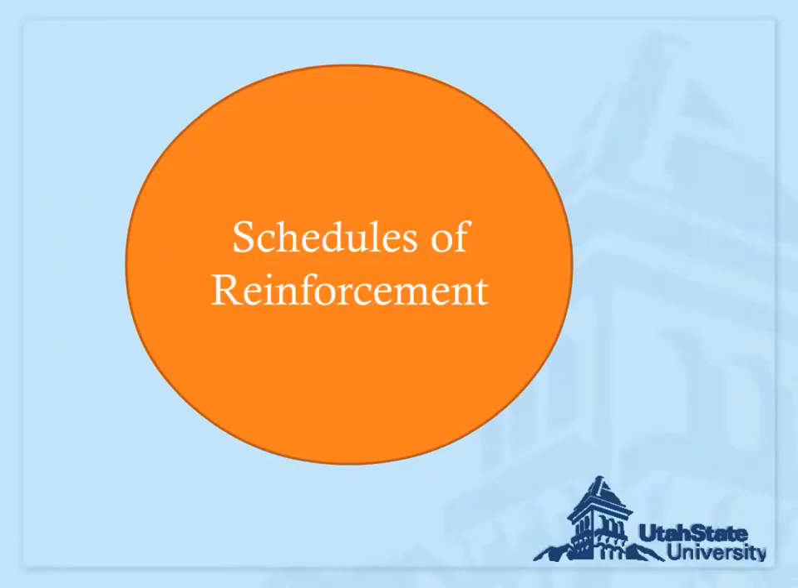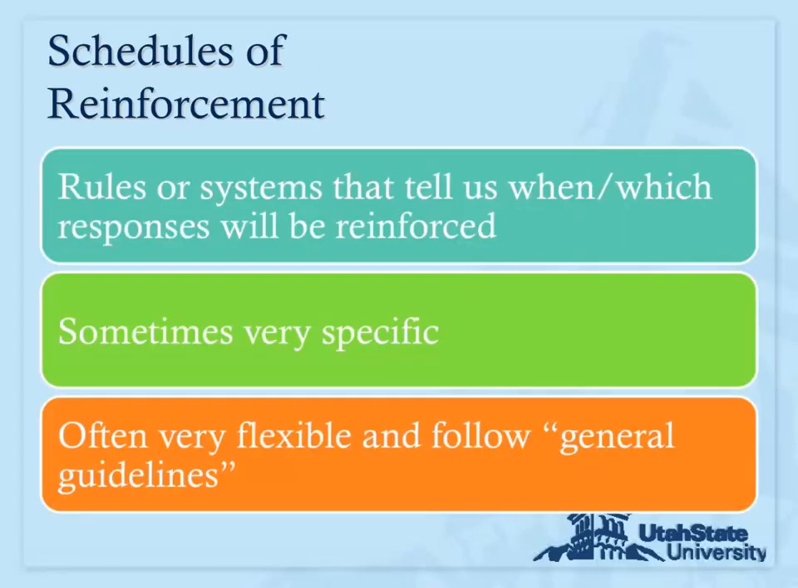Our next topic will cover the schedules of reinforcement. A schedule of reinforcement is comprised of rules or systems that tell us when and which responses will be reinforced. These rules can get very specific, but at times can just be guidelines. The easiest way to explain this is to provide a few examples of actual reinforcement schedules.